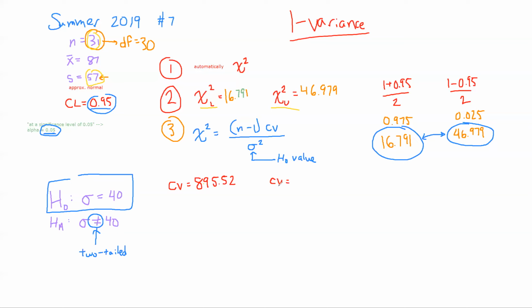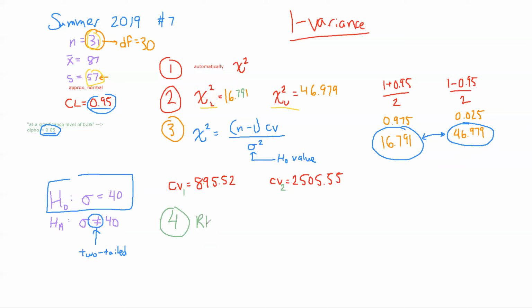Now I'm going to do chi-square again, but now I'm using this value for chi-square: 46.979 times 40 squared divided by 30, and I get 2505.55. That's fine. Well, the first value is clearly smaller, so this is CV1, and this is clearly larger, so this is CV2. We're going to proceed now with step 4, which is to construct your rejection region.